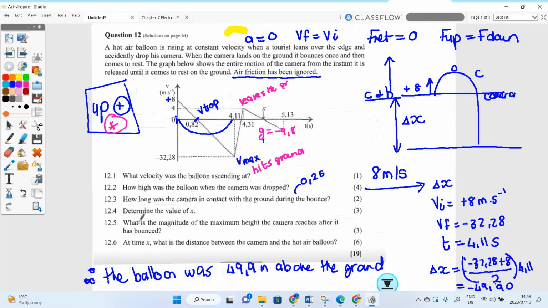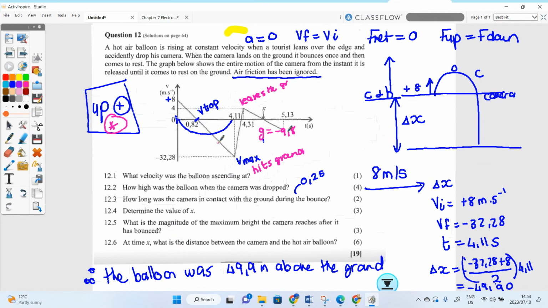Okay, then, what is the magnitude of the maximum height the camera reaches after it bounced? Now, which part of the graph is after it bounced? It only bounced once. Please also, if they ask you how many bounces, it hits the ground, leaves the ground, hits the ground. Only one bounce. For it to count as a bounce, it has to hit and leave. If it just hits the ground and it doesn't leave, it's not a bounce. So there's only one bounce here.